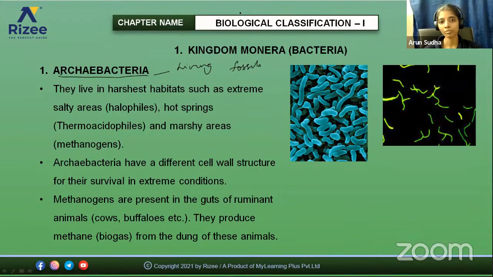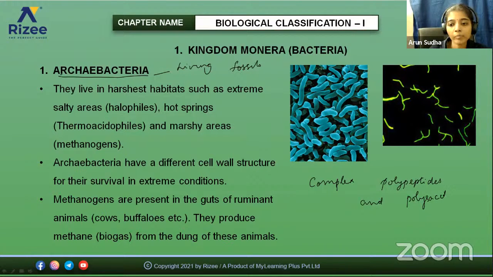During the origin, that is the first occurrence of living organisms, we don't even know how the environmental conditions would have been. For example, there may have been high temperature or different types of extreme chemical conditions. All those things were tolerated by Archaebacteria because of their different cell structure. That is, they contain complex polypeptides and polysaccharides. So they have a different cell structure that helps for survival in extreme conditions. This is one of the main factors that help them survive the harsh conditions.